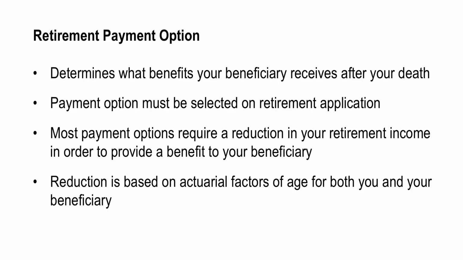The reduction for a lifetime monthly benefit is based on actuarial figures, based on the age for both you and your beneficiary at the time of your retirement. The younger your beneficiary, the greater the reduction you'll have to take to your pension to fund their benefit. We'll come back to that idea in just a bit.